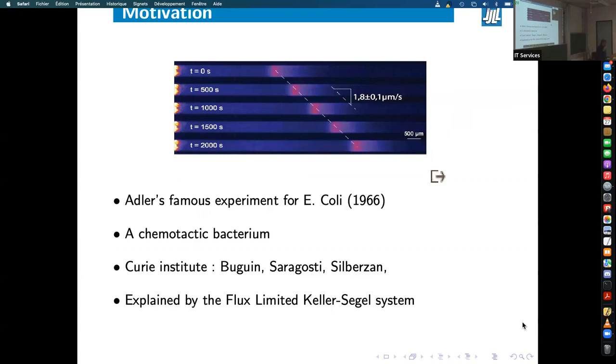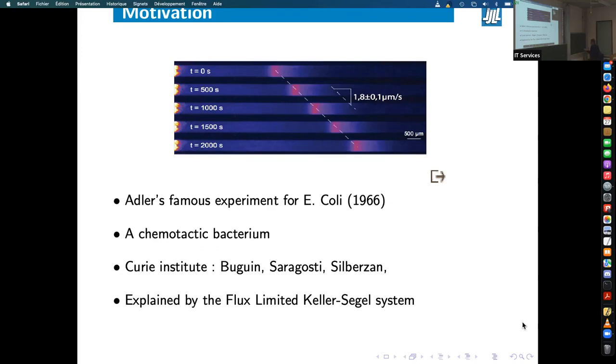What we are going to be interested in is not at all this. It's another phenomenon, which is called chemotaxis, and which is the way to communicate between bacteria through a molecule which they like, and so they are attracted by the molecules they produce.